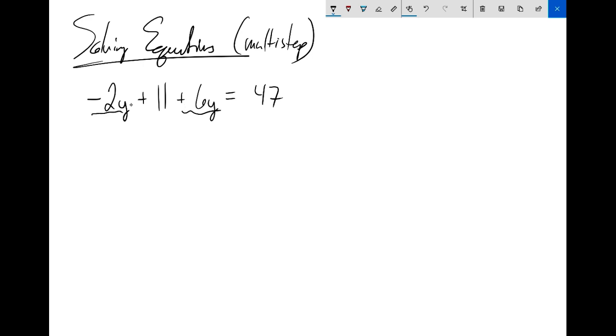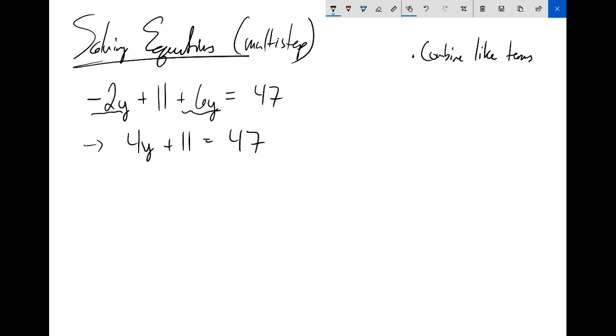Yeah, so one thing you should always do when you're solving equations is you need to combine your like terms, if possible. So we need to combine this. So I got a negative 2y plus 6y. What is that? That's 4y, right? Okay. So if you can combine like terms, combine like terms. That should be where you start out if you're looking at an equation like this.